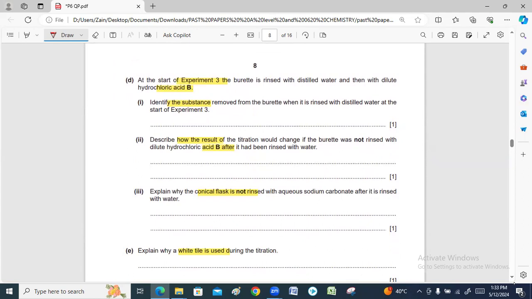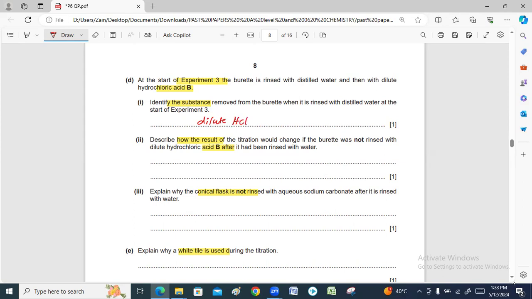At the start of experiment 3, the burette was rinsed with distilled water and then with dilute hydrochloric acid B. Identify the substance removed from the burette when it is rinsed with distilled water at the start of experiment 3. So before going for experiment 3, the hydrochloric acid was taken in experiments 1 and 2. So if you want to remove the traces of dilute hydrochloric acid, we have to rinse with water, because in experiments 1, 2, and 3, the acid has different concentrations. So to remove the dilute HCl.